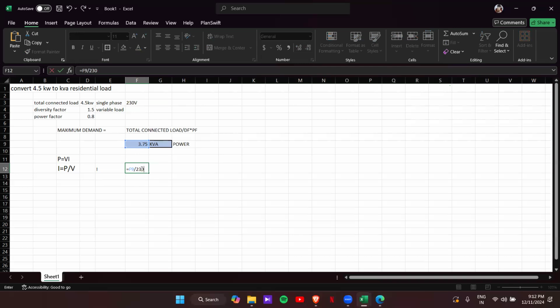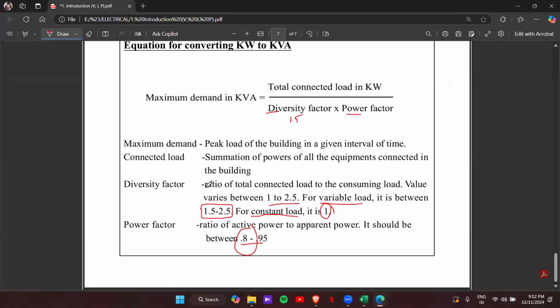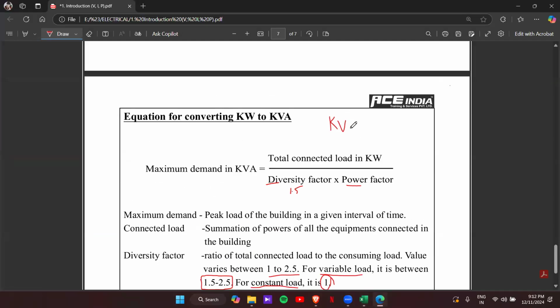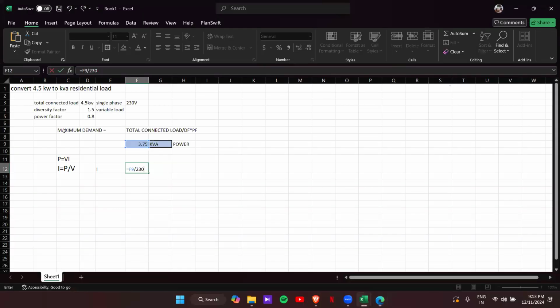And one more thing, the denominator, 230, is in volt, and the numerator is in kVA, that is kilovolt ampere. So we have to convert this kVA to volt ampere itself, because the numerator is kVA and the denominator is in volt. If you convert the kVA to VA, the V and V will cancel, and finally you will get the result in ampere. So we have to convert the kVA to volt ampere. Just multiply with 1000.